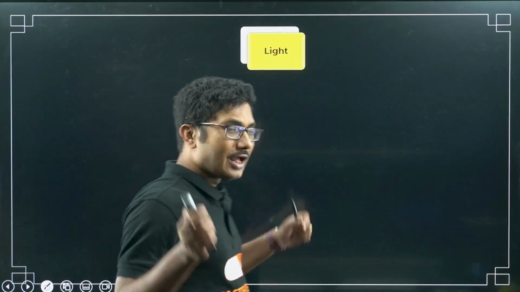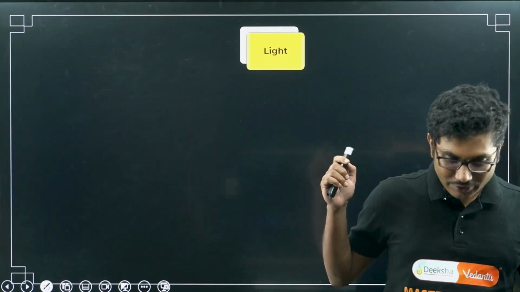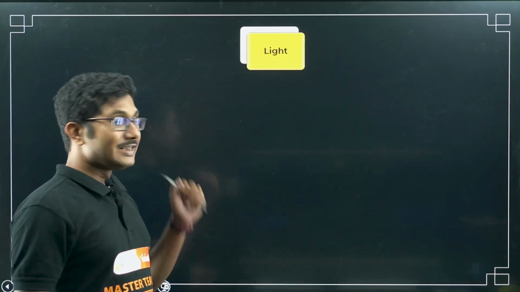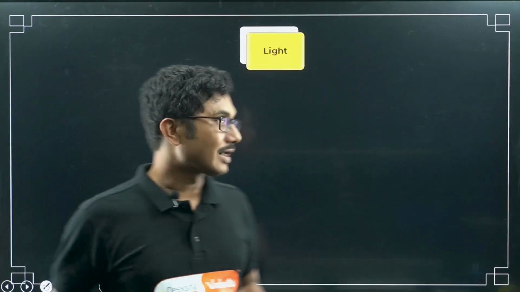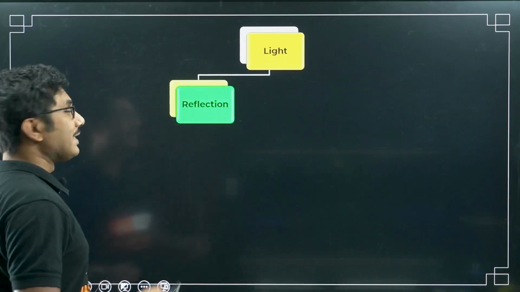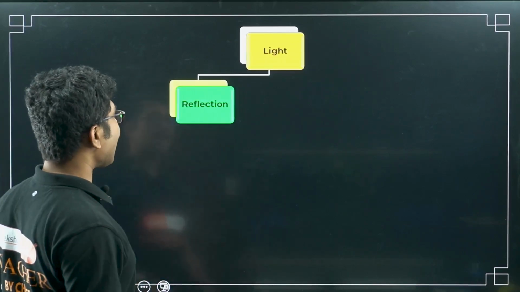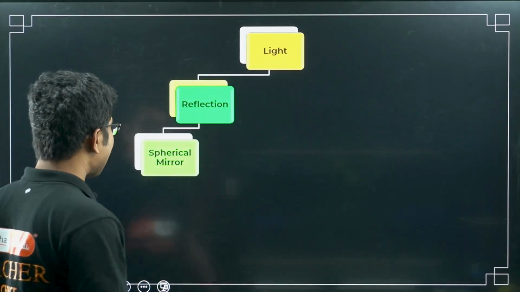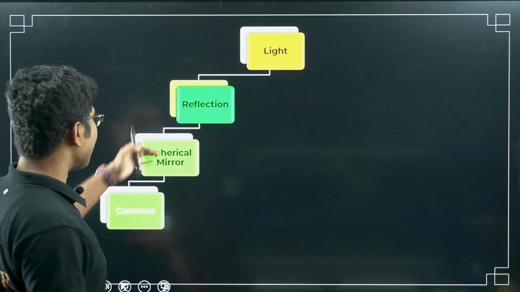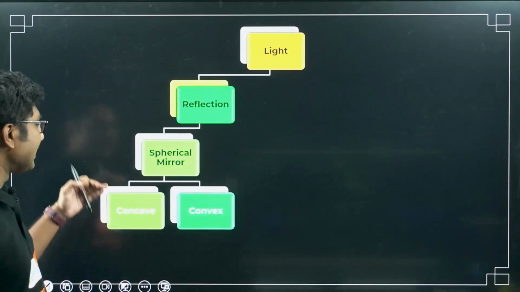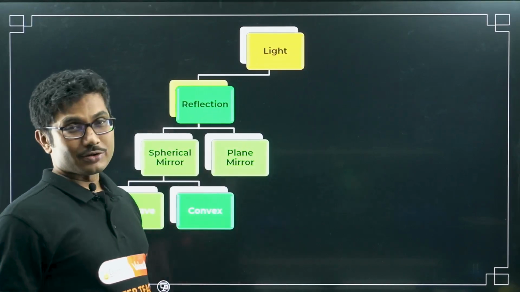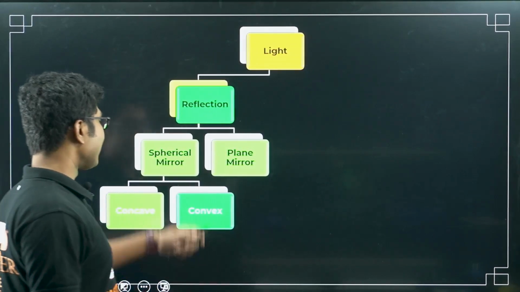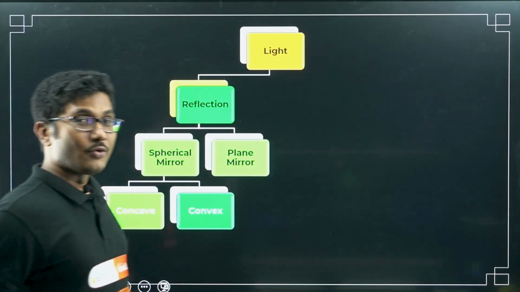First of all, let's see the entire chapter tree. Now we can see the tree as a whole, because initially when we started we only looked into one part and skipped another part, but today we can see the entire thing. First start with reflection. Reflection happens in two ways: spherical mirror and plane mirror. In spherical mirror we see concave and convex mirrors, and in plane mirror also we see reflection, right? But spherical mirror was our entire focus.